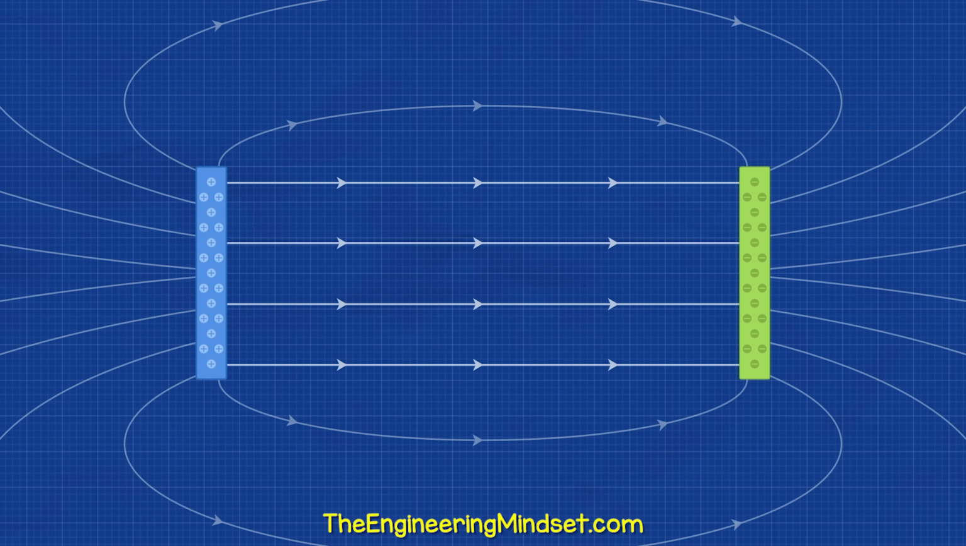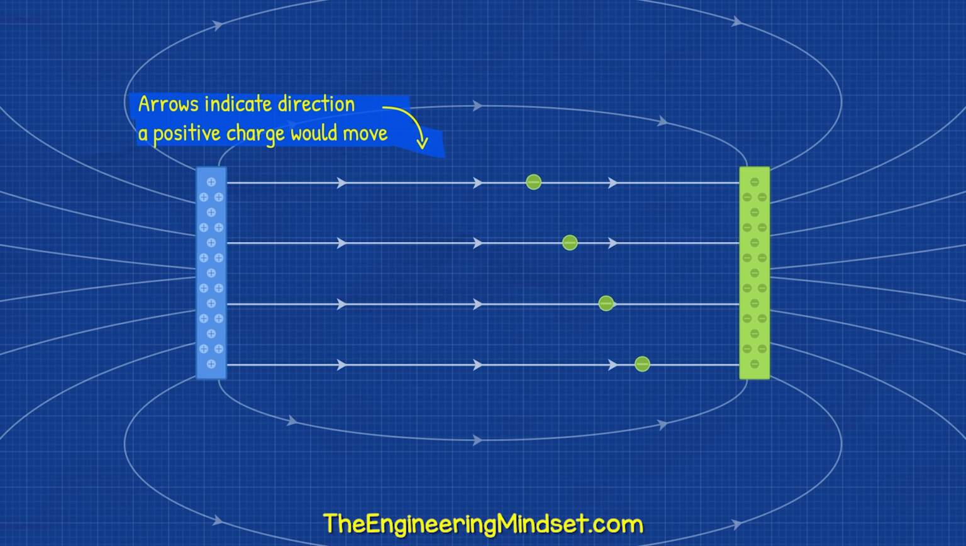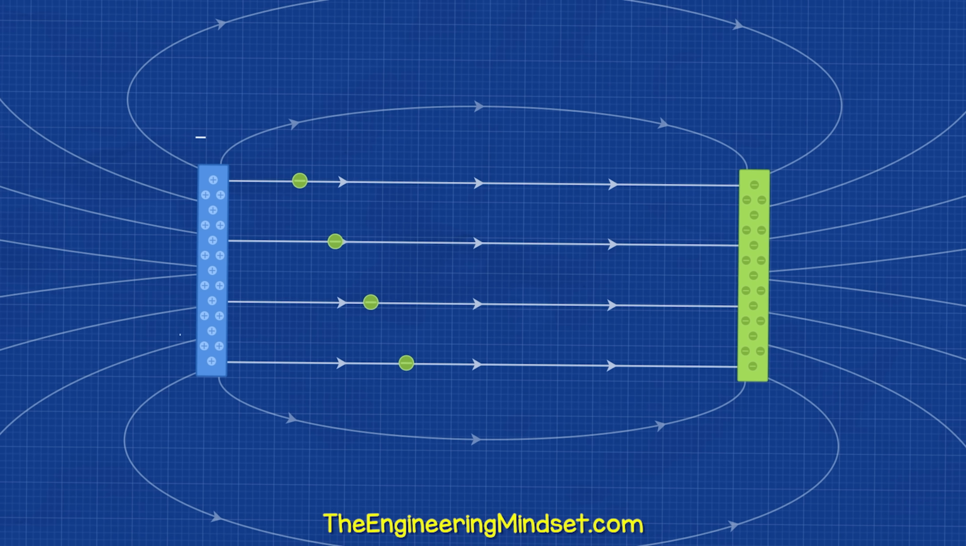By the way, these arrows indicate the direction a positive charge would move. In our case, we use electrons, which are negatively charged, so they move in the opposite way of the arrow, which is a little confusing, but just remember it moves from negative to positive.